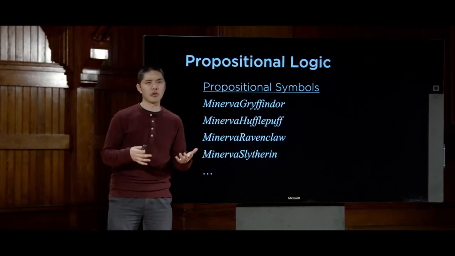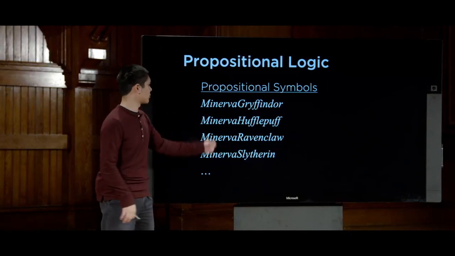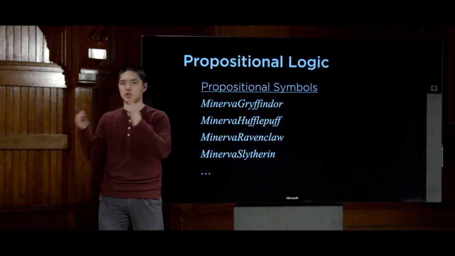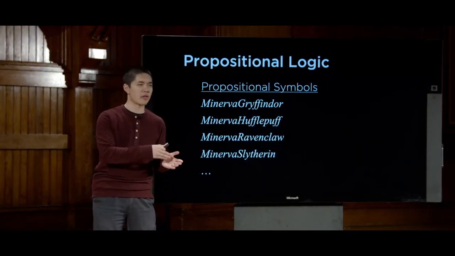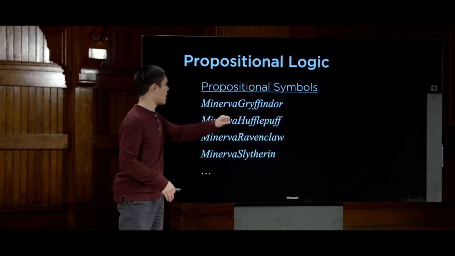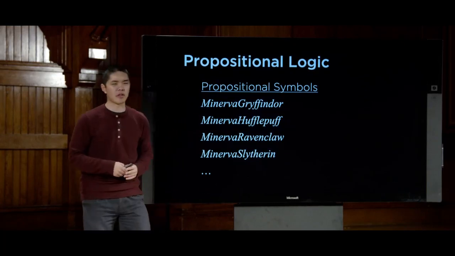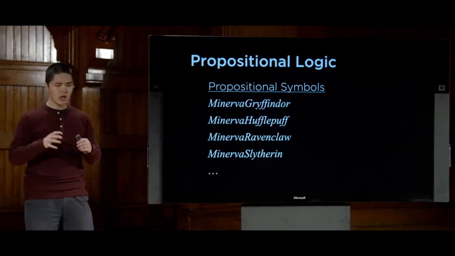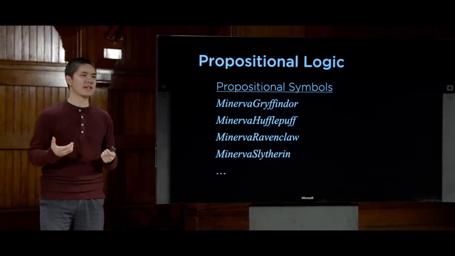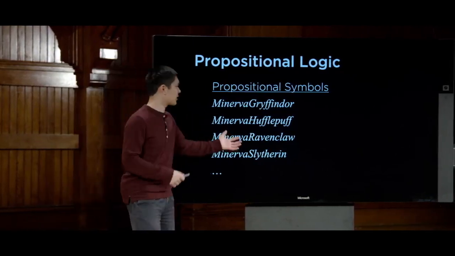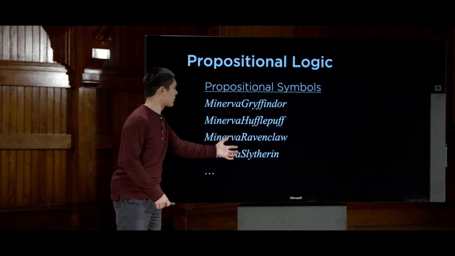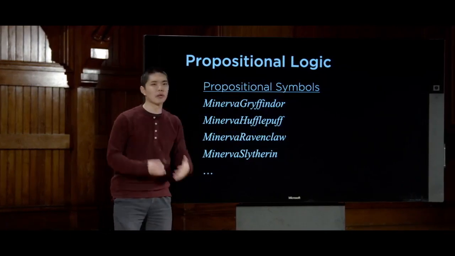And every symbol could only be true or false, right? We had a symbol for Minerva Gryffindor, which was either true if Minerva was in Gryffindor and false otherwise, and likewise for Minerva Hufflepuff and Minerva Ravenclaw and Minerva Slytherin and so forth. But this was starting to get quite redundant, that we wanted some way to be able to express that there's a relationship between these propositional symbols, that Minerva shows up in all of them.